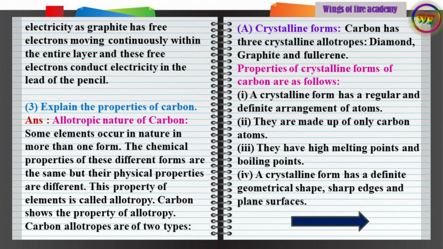A. Crystalline forms. Carbon has three crystalline allotropes: diamond, graphite, and fullerene. Properties of crystalline forms of carbon are as follows. 1. A crystalline form has a regular and definite arrangement of atoms. 2. They are made up of only carbon atoms. 3. They have high melting points and boiling points. 4. A crystalline form has a definite geometrical shape, sharp edges, and plane surfaces.